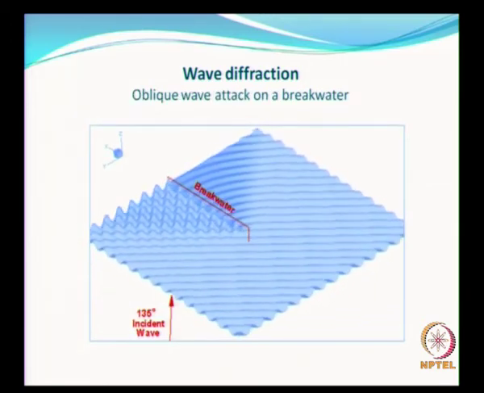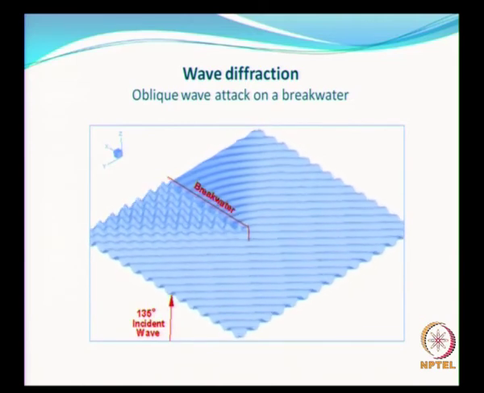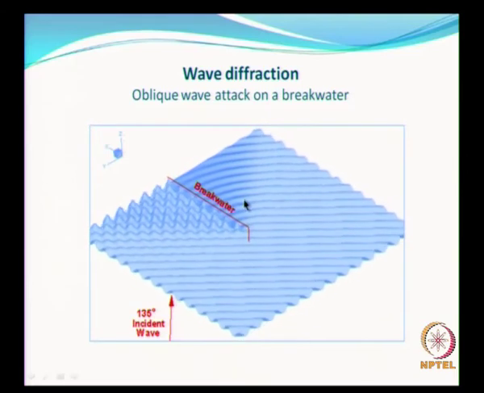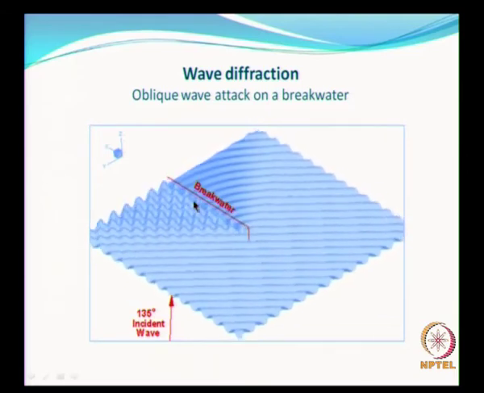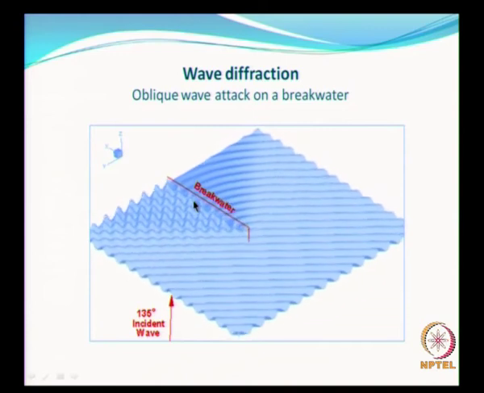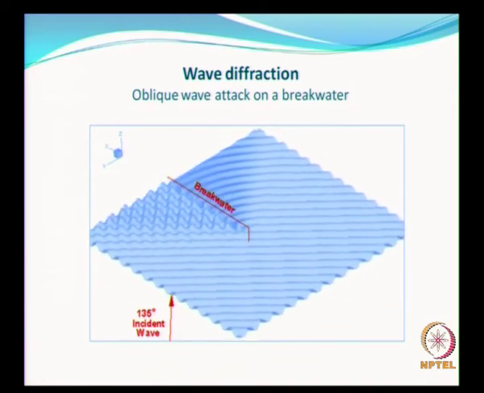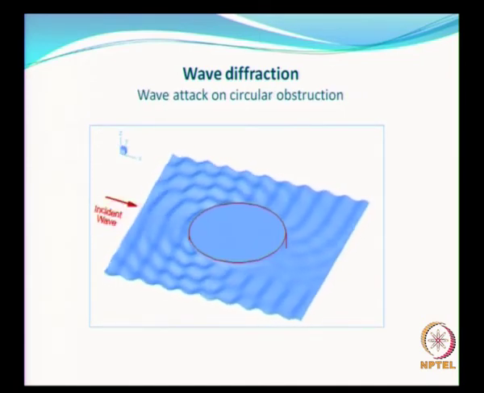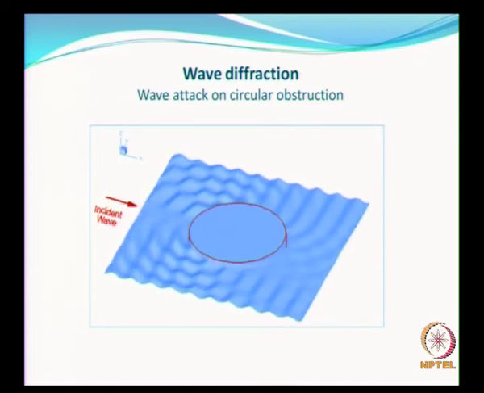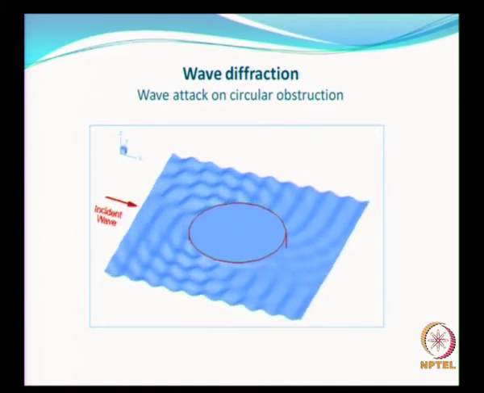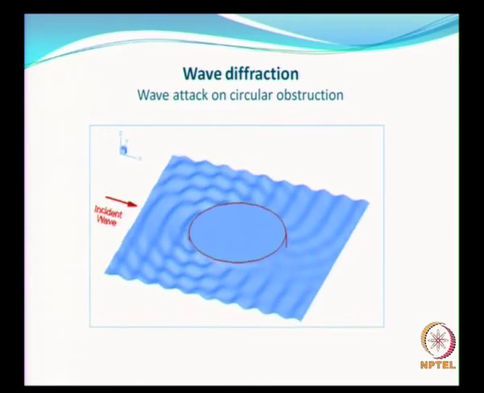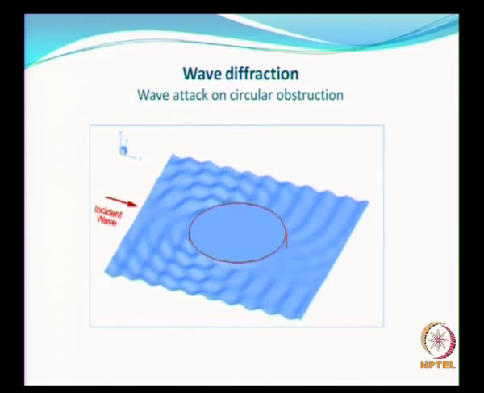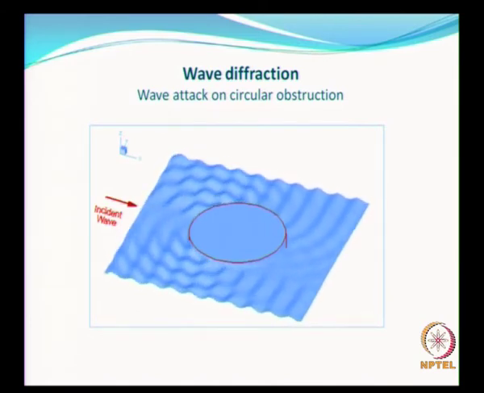Now you see that there is an oblique wave attack. So you see that the bending of waves takes place here, and you see the reflection taking place here, and you will also have a similar kind of phenomena when you have a large structure or large island etc., and you see the scattering of waves and the lateral diffraction of the waves, wave energy. Is that clear?